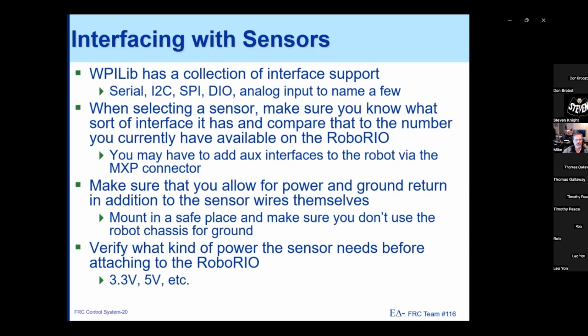You also have to make sure that you allow for a power and a ground return. Most of these sensors will require either 5 volt or 3.3 volt. You need to make sure that you have the right voltage. As it turns out, the RoboRio is actually a 3.3 volt system, but it is 5 volt tolerant. So you can hook up 5 volt sensors to the 3.3 volts and expect them to work without burning out the RoboRio. But you do have to be aware of how much power it requires and make sure that you have not only the signal wires, but also the power going to and from the device in order to make sure that it works.